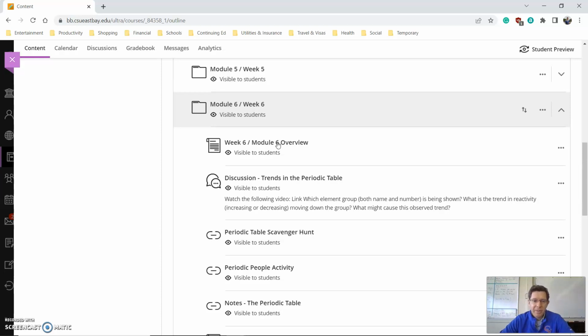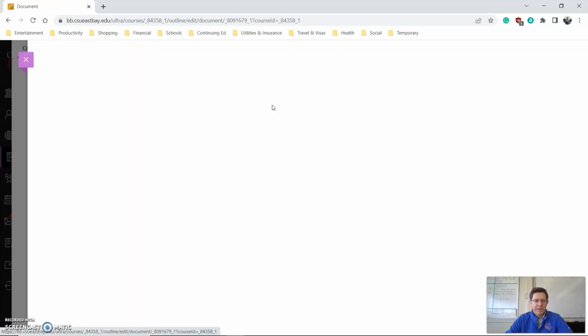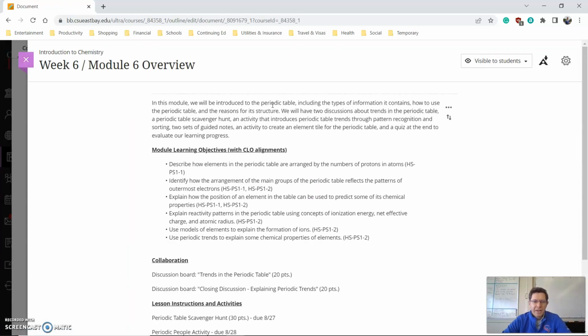When a lot of people think about chemistry, they think of the periodic table. It's very important to understanding the different elements. So, that's what we'll be looking at this week, just introducing the periodic table and periodic trends and understanding those trends of elements.